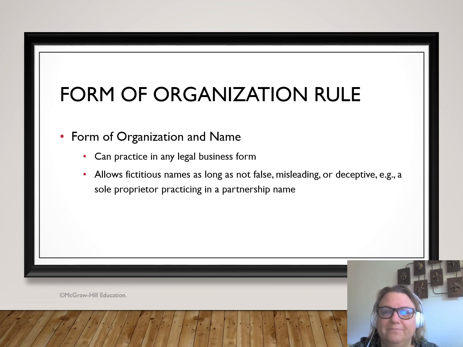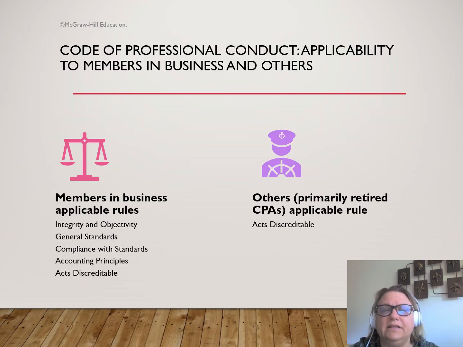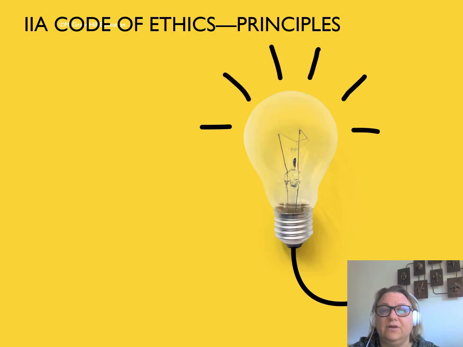Okay. So the last little thing is the alternative practice structures. You can read through that, and there's some information on it in the book. There are different ways you can go in and work that. And then last but not least, the applicability to members in business and others. Everyone who's in business has applicability to the entire code of conduct. If the others are people that are retired or unemployed at the moment, it is applicable only to them if they're continuing their licensing, if they want to keep their license current.